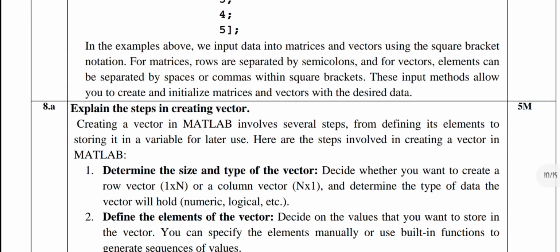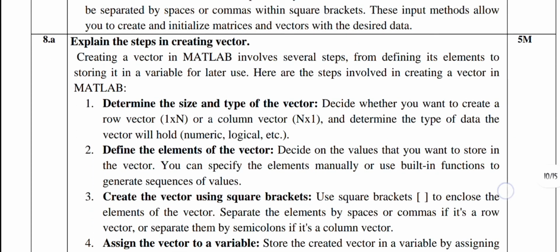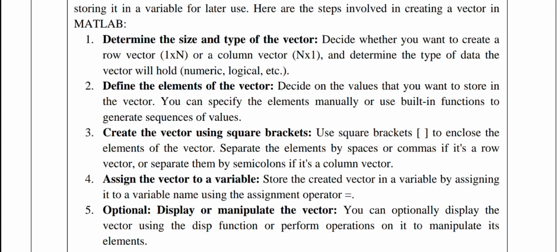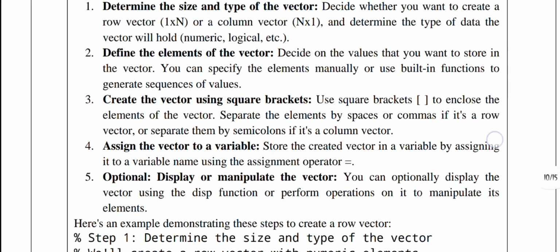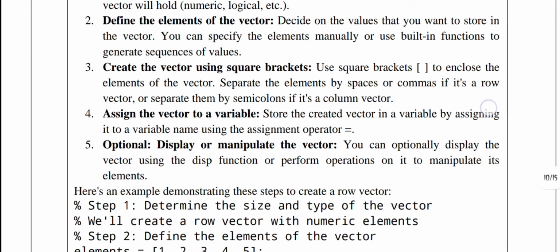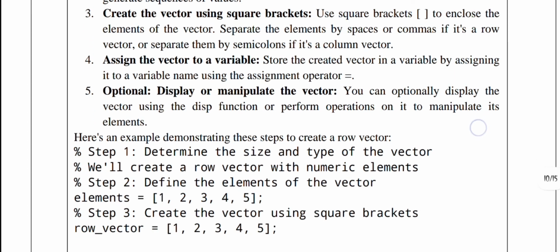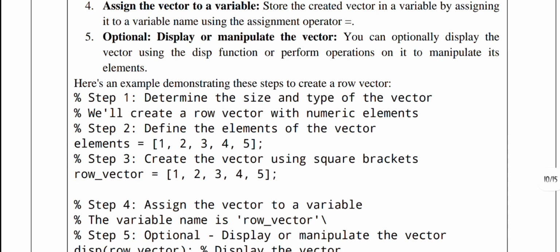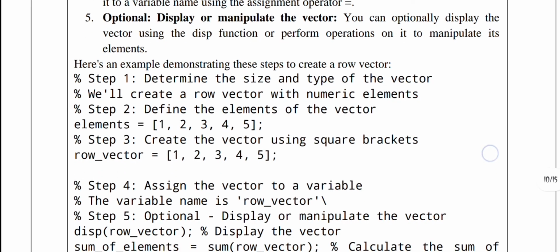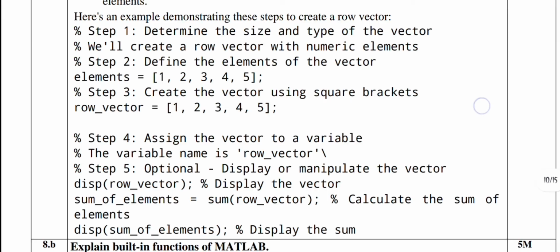So 8th question and sub question A. Explain the steps involved in creating a vector. Here given as the definition and point wise is explaining. Determine the size and type of the vector, define the elements of the vector and create the vector using a square bracket. Fourth, optional type, and assign the vector to a variable. Fifth one, type is optional, means of display or manipulate the vector. So given as examples also.